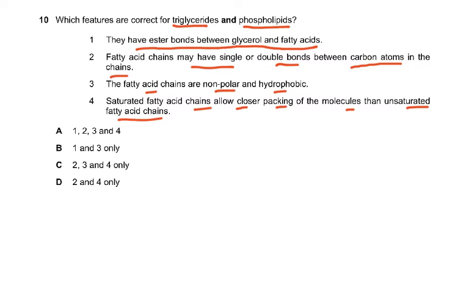Now, when you look at it, all these are correct. So if all of them are correct, then the answer is A, because 1, 2, 3, and 4 do have ester bonds. They have single or double bonds, they can be saturated or unsaturated. Triglycerides and phospholipids can have either saturated or unsaturated chains. The fatty acid chains are non-polar in both of them, yes. And saturated chains allow closer packing of the molecules than unsaturated ones. So the answer is A.